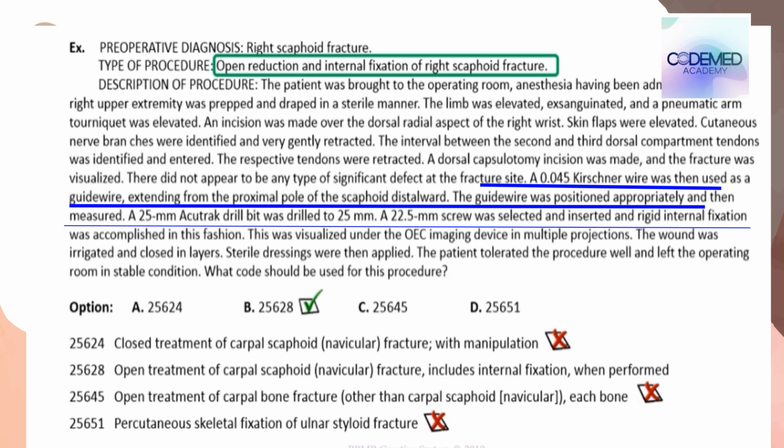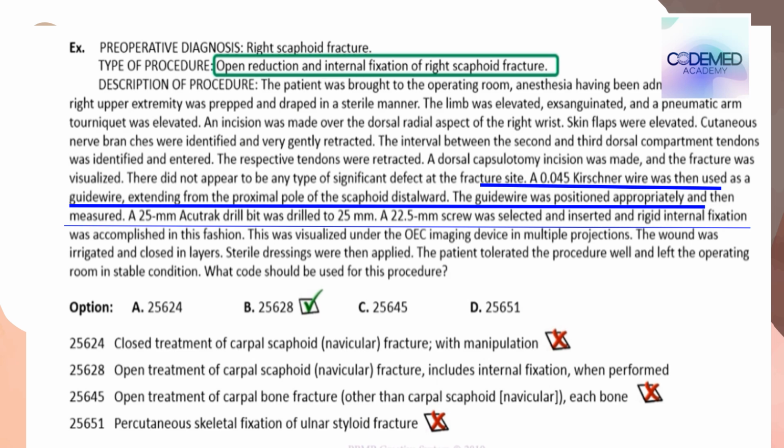So in this case, what is important is: a 0.045 Kirschner wire was then used as a guide wire extending from the proximal pole of the scaphoid distally. The guide wire was positioned appropriately and then measured. A 25 millimeter acutrak drill bit was drilled to 25 millimeter. A 25.5 millimeter screw was selected and inserted, and a rigid internal fixation was accomplished in this fashion. This was visualized under OEC imaging device in multiple projections. The wound was irrigated and closed in layers.